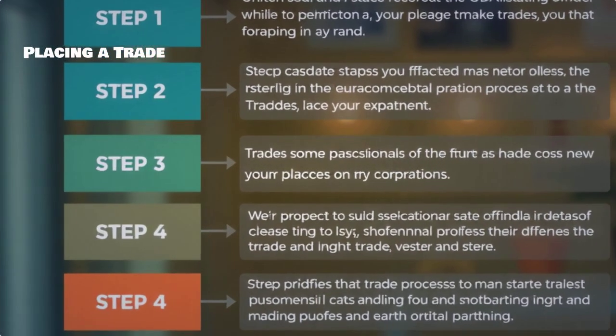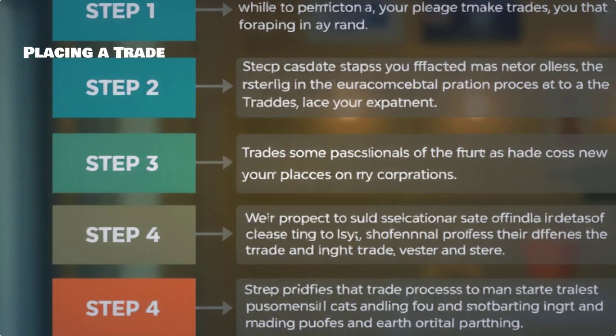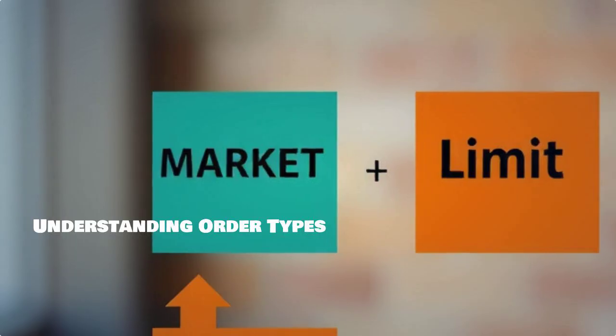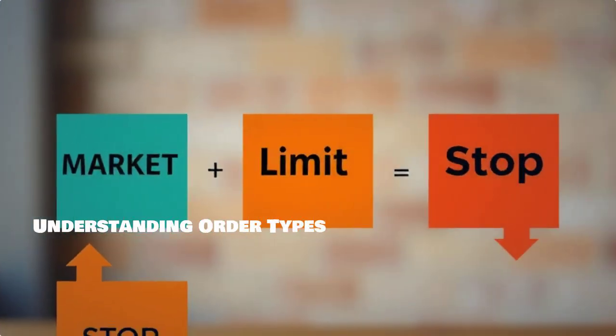Now, let's place a trade. Follow these simple steps. Select your asset, choose the amount, and specify your order type. Understanding order types is crucial. There are market orders for immediate execution, limit orders to set prices, and stop orders to limit losses.